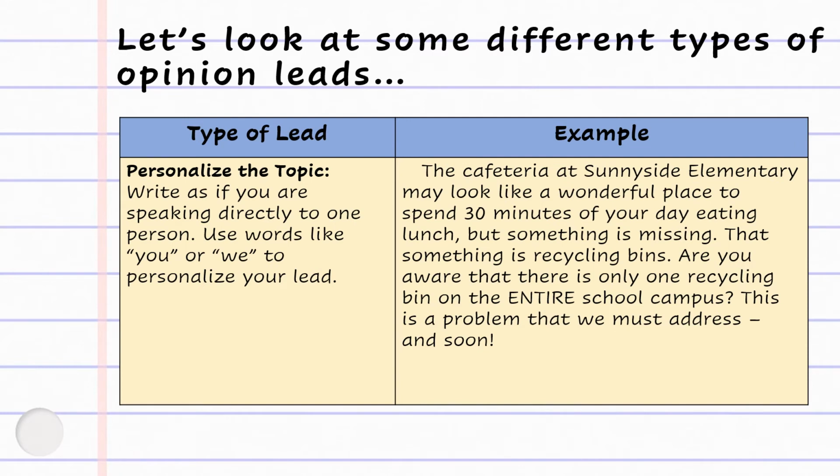The third and final type of lead that I'm going to share with you today is called personalize the topic. This is where you write as if you are speaking directly to one person. You use words like you or we in order to personalize your lead. Listen to my example. The cafeteria at Sunnyside Elementary may look like a wonderful place to spend 30 minutes of your day eating lunch, but something is missing. That something is recycling bins. Are you aware that there is only one recycling bin on the entire school campus? This is a problem that we must address, and soon.